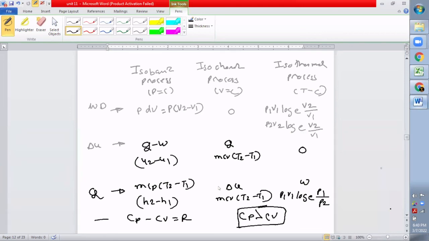Many times in the examination they give the data only for the specific heats, 1.05, 0.718 kilojoule per kg Kelvin. Now we need to identify whether it is Cp or Cv. Whatever the larger value is, that is always Cp. Whatever the lower value is, that is called Cv. So Cp is R plus Cv. Cp by Cv is equal to gamma, which is 1.4. Are all of you with me? Yes, sir.